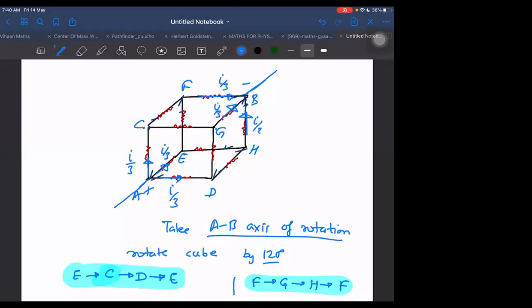But I can't say now how this I by 3 gets divided here, how this I by 3 gets divided here, and how this I by 3 gets divided here. That we have to think about now. Equal division, yes, sir. So it will become I by 6. I by 6, I by 6, I by 6.